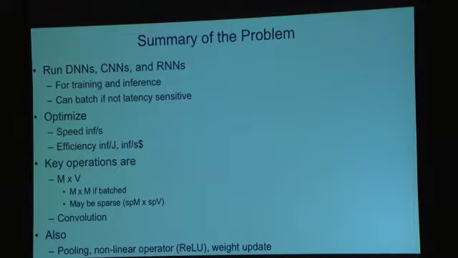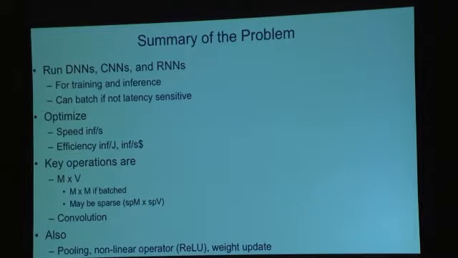The key operations I need to accelerate are matrix times vector for the fully connected layers. If I can batch, I will turn that into a sort of tall, skinny matrix times matrix, basically a square matrix times a tall, skinny matrix. And if I can't batch, it will remain a matrix by vector. And if I exploit the sparsity, both the dynamic sparsity of the activations and the static sparsity of the weight matrix, it actually turns into a sparse vector times sparse matrix operation, which leads to a lot of irregularity that I need to deal with.